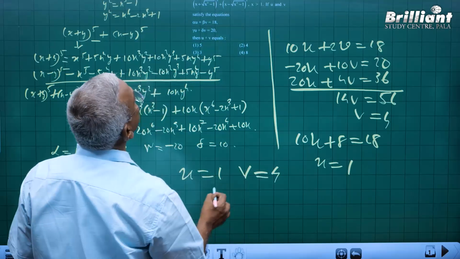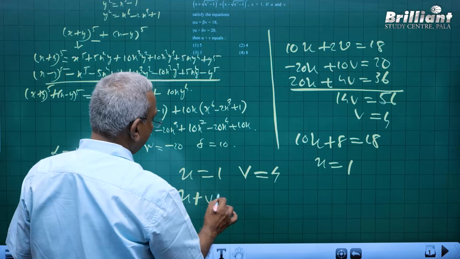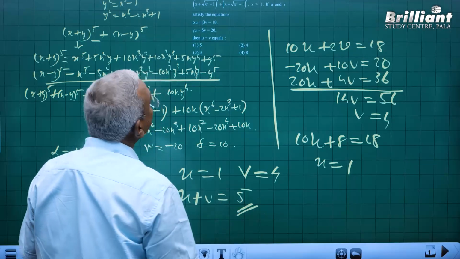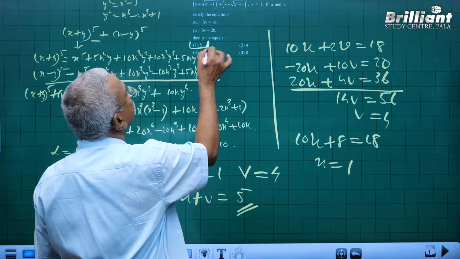Your requirement is what is u plus v. u plus v is equal to 5. So option 1 is the answer.